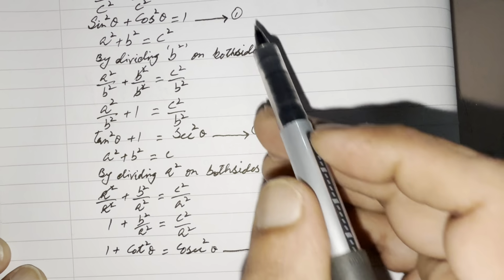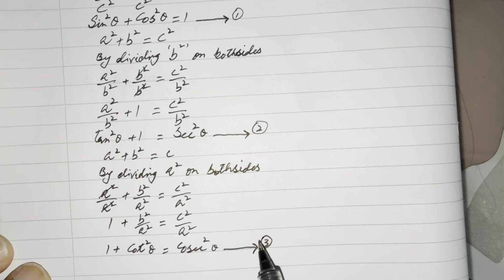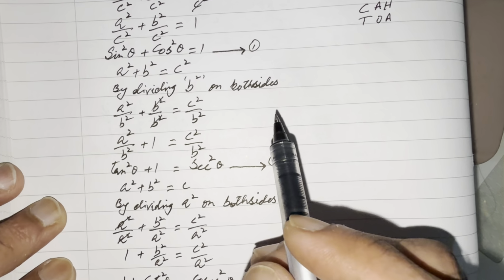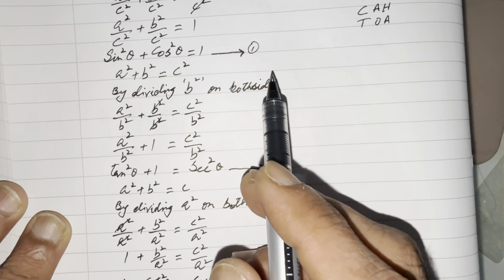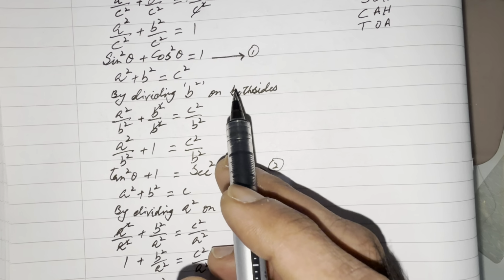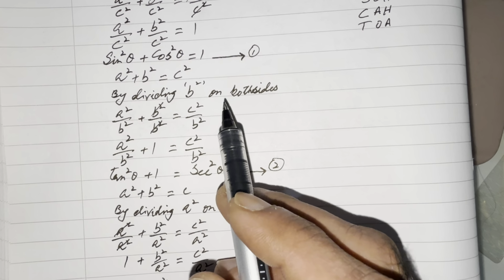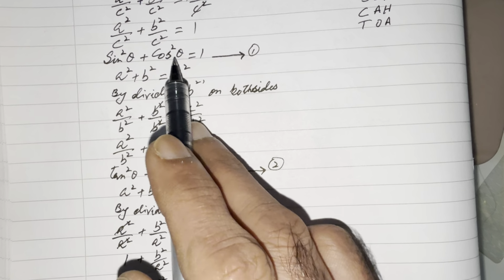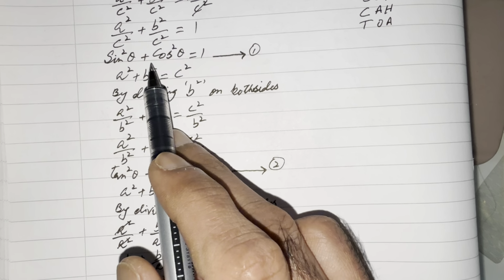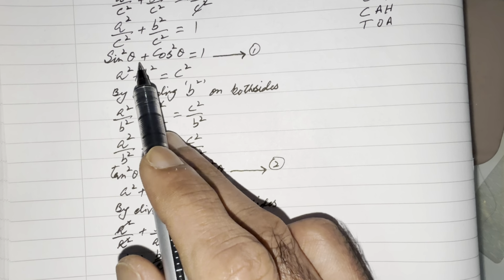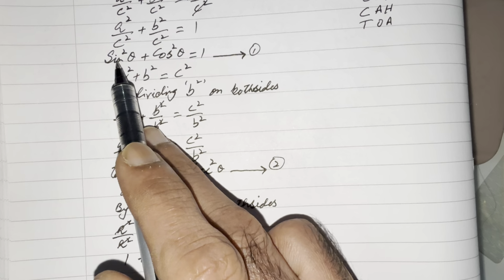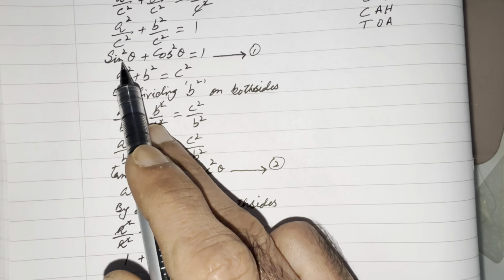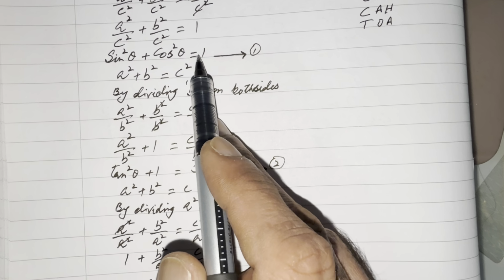So these are the three fundamental identities which we are going to use in our incoming lectures. So we can find different kinds of identities, or solve different kinds of questions, with the help of these fundamental identities. So let's have a look at the first fundamental trigonometric identity: sine square plus cos square is equal to 1. So remember this thing, sine square plus cos square is equal to 1.